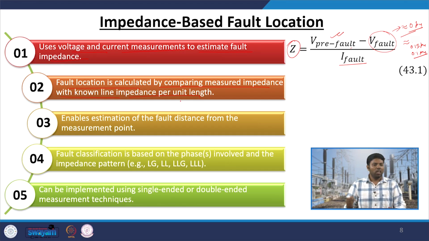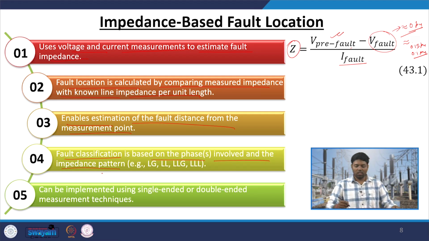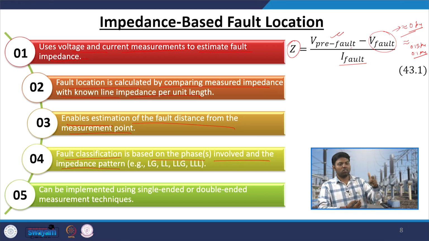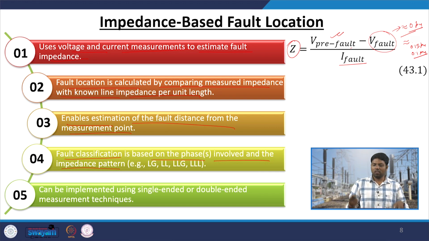So, that is your impedance relay characteristics. Enables estimation of the fault distance from the measurement point. Fault classification is based on the phase involved and the impedance pattern. So, you will see different fault combinations LG, LLG, LL, what is the value of the Z, and depending upon that you will set your threshold for the impedance relay and you will check whether the impedance is becoming lesser than that or more than that.